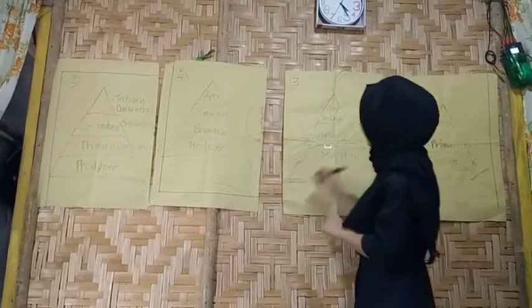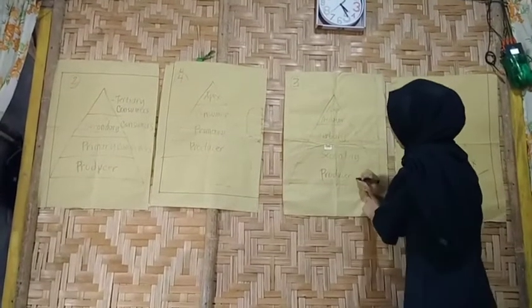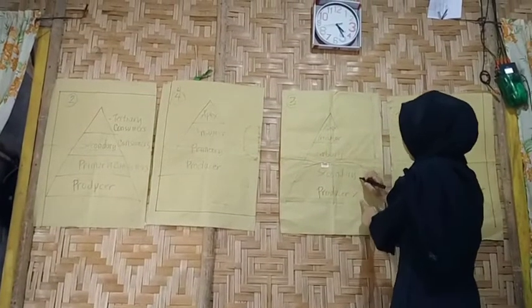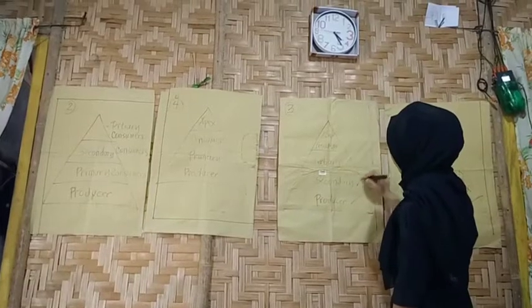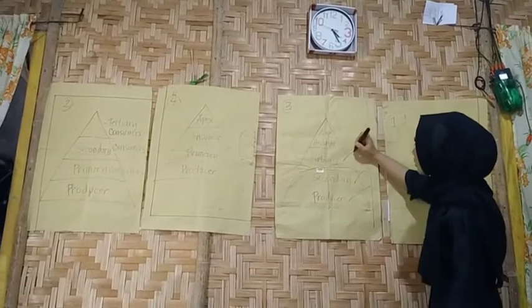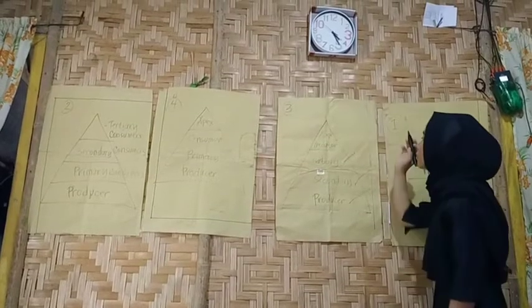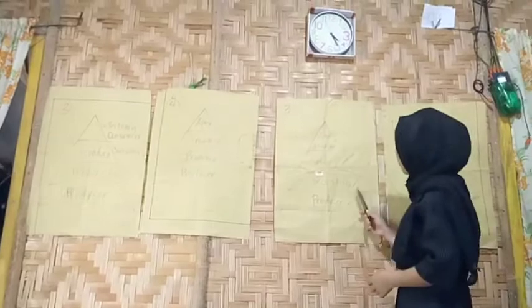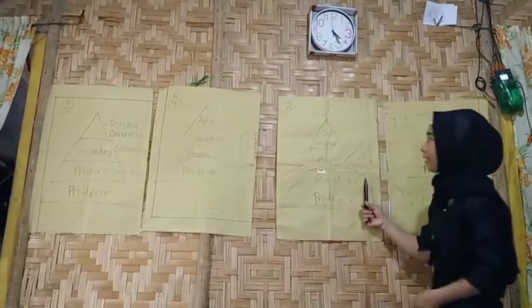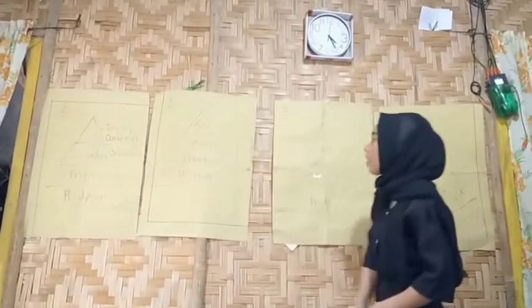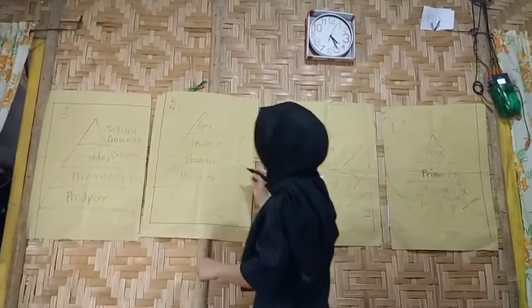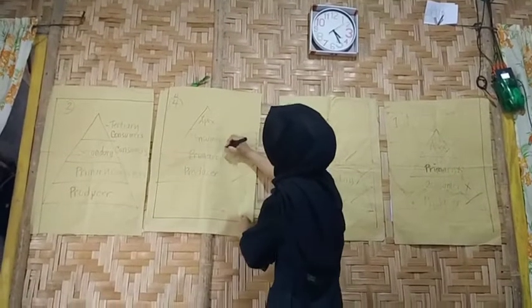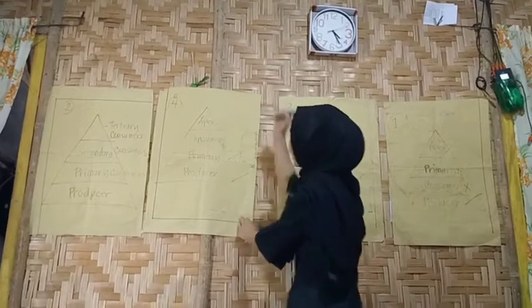Okay, group 3. At the bottom, producer. Secondary. Okay. Tertiary. Right. Apex predator. Okay. But remember, next time you should be more specific. Okay? For group 4, producer, primary. This is wrong. Okay, correct.